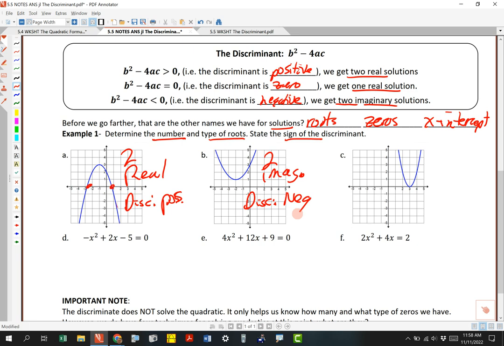You do the last one. We need to know the number and type of roots. And we need to know the sign of the discriminant. Mason. So it's got one what type? One real root. Okay, that's part of it. And the discriminant, can you tell us about the discriminant? It is going to be 0.